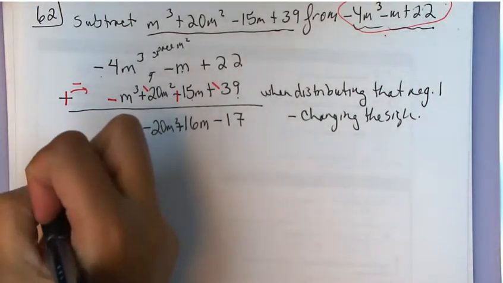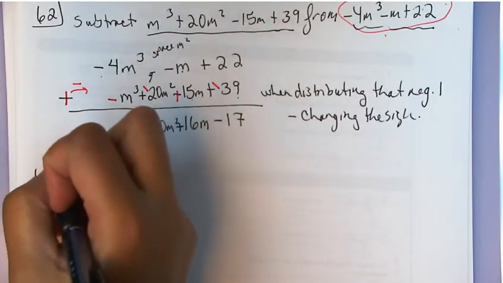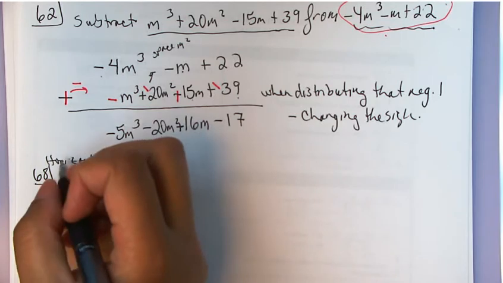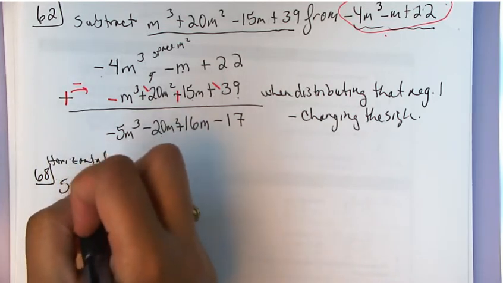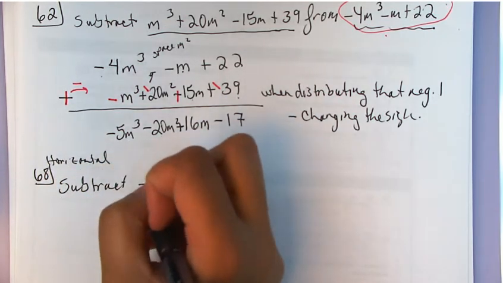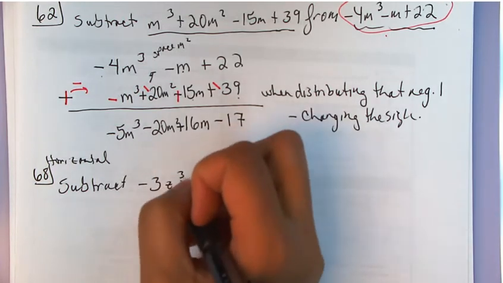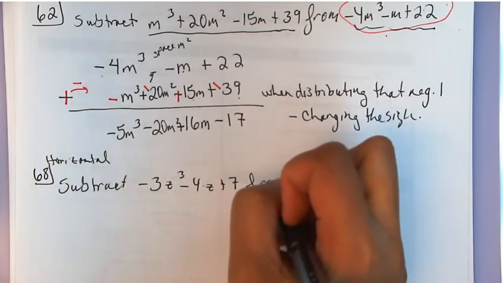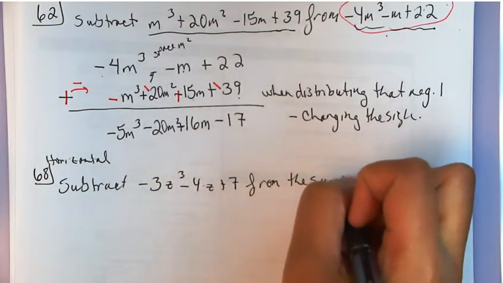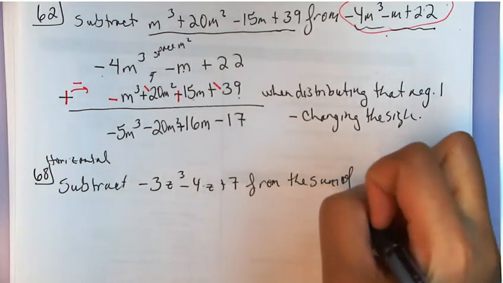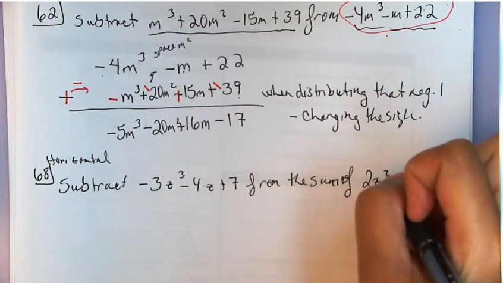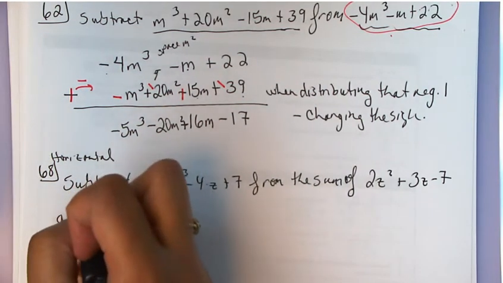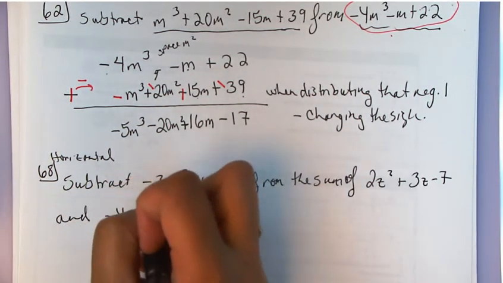I'm going back to horizontal right now, because I want to do this problem on number 68, which is kind of interesting. It says subtract negative 3z cubed minus 4z plus 7 from the sum of 2z squared plus 3z minus 7 and negative 4z cubed minus 2z minus 3.